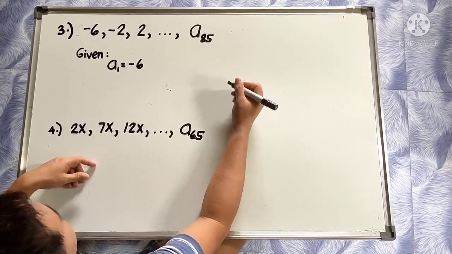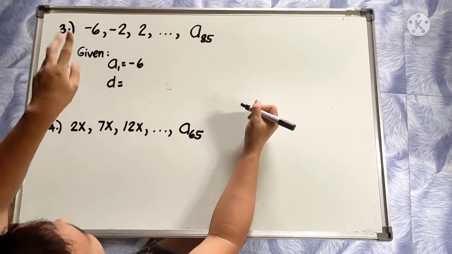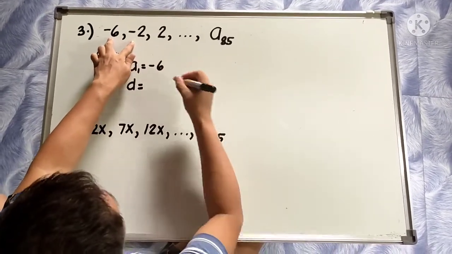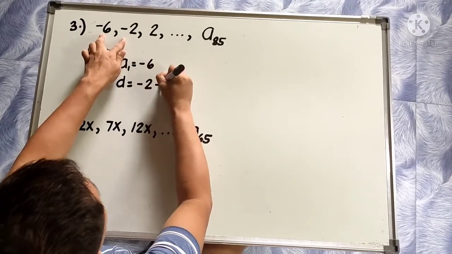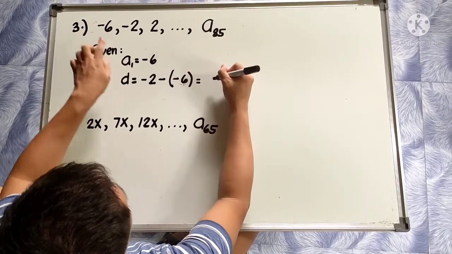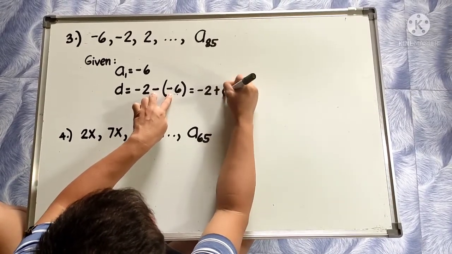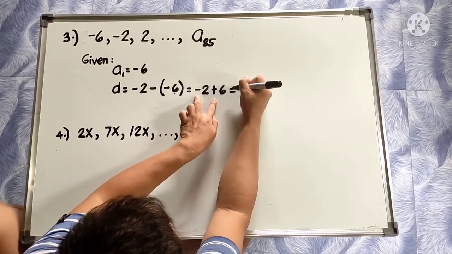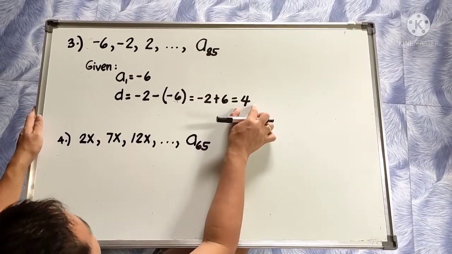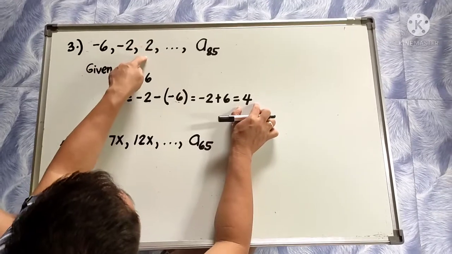Then, what is our common difference? Our d. So you choose any two consecutive terms. So you can have these two or you can have these two. In this case, I'll be choosing these. So you will have negative 2 minus, copy, negative 6. That is equal to negative 2, negative times negative is positive, so positive 6. Different signs, so negative 2 plus 6 is positive 4. So the common difference is a positive number because the numbers are increasing. So negative 6 becomes negative 2, and so on and so forth.